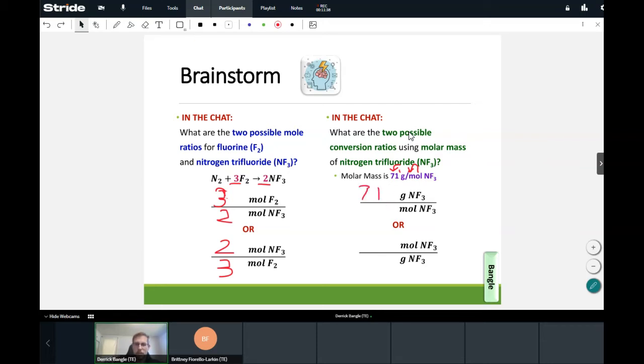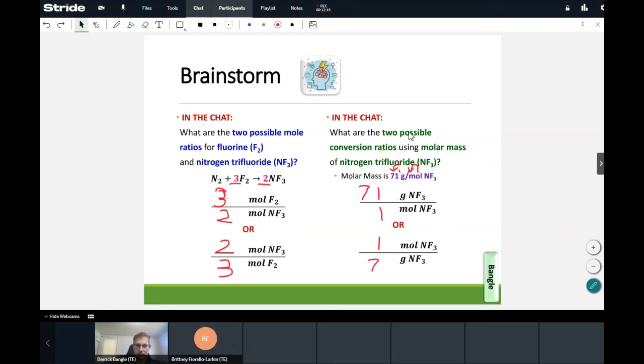And then because there's no number in front of moles, what does that mean? What do we put on the bottom? Yeah, it's going to be a 1. So that's 71 grams over 1 mole. And then if we flip it, what goes on the top now? Now where does the 71 go if it's not on the top?